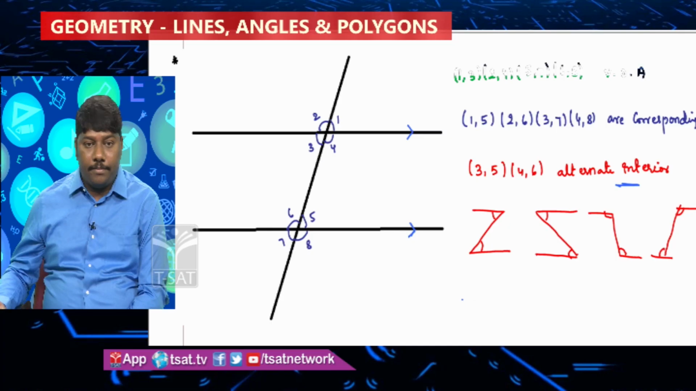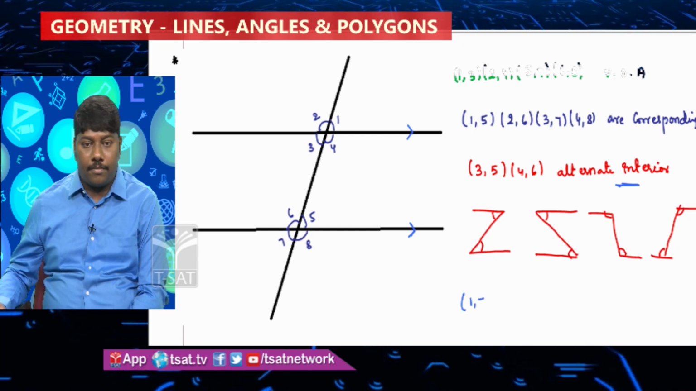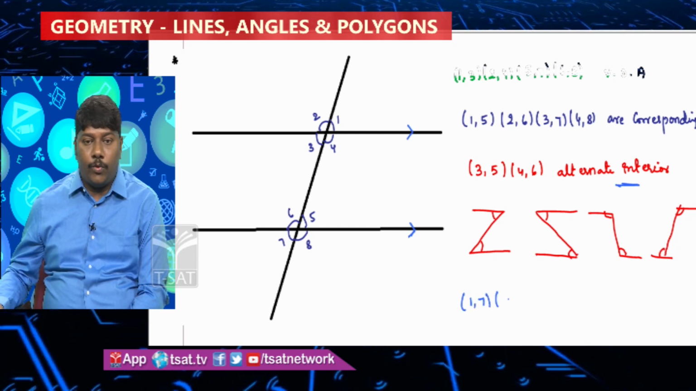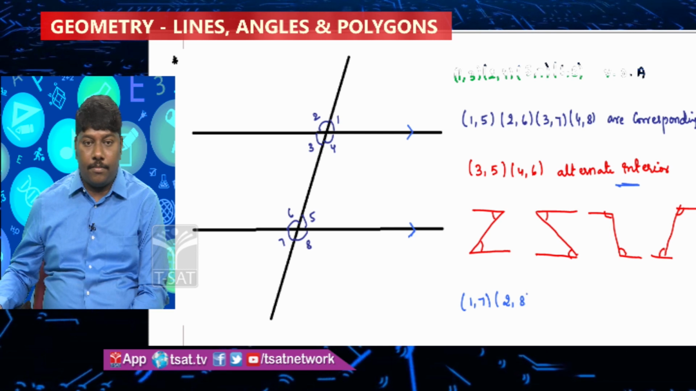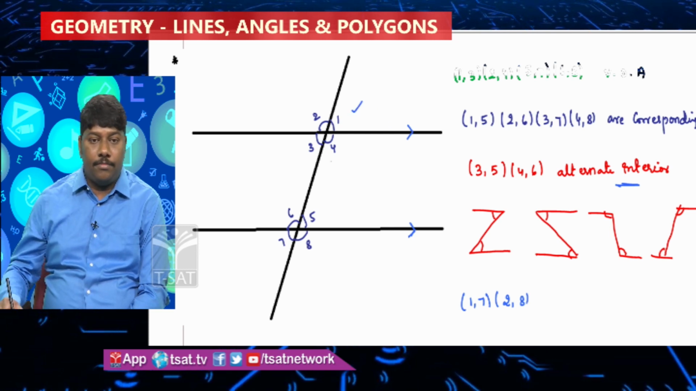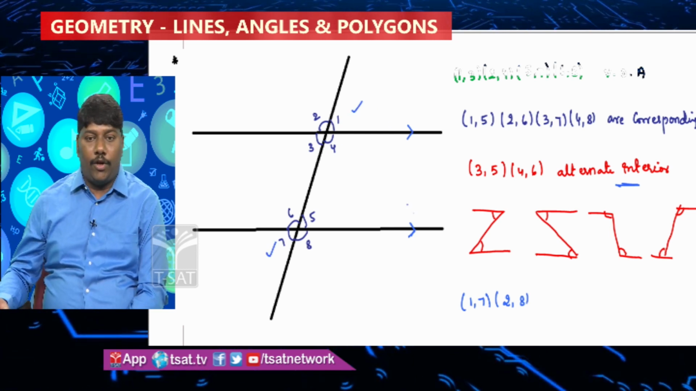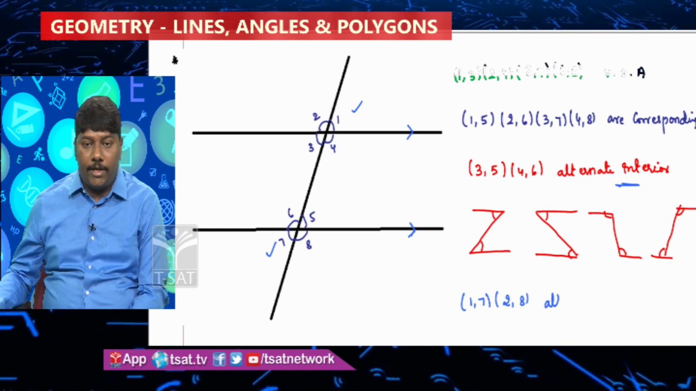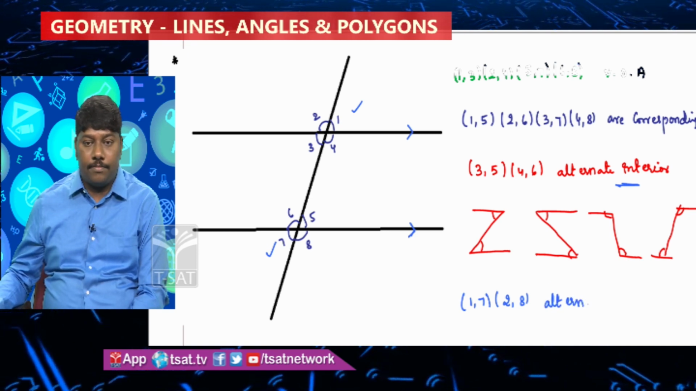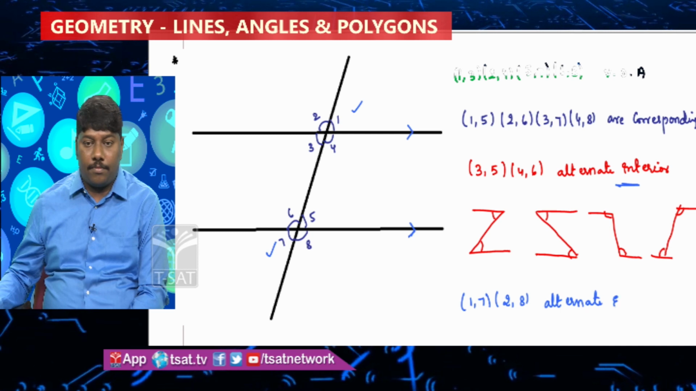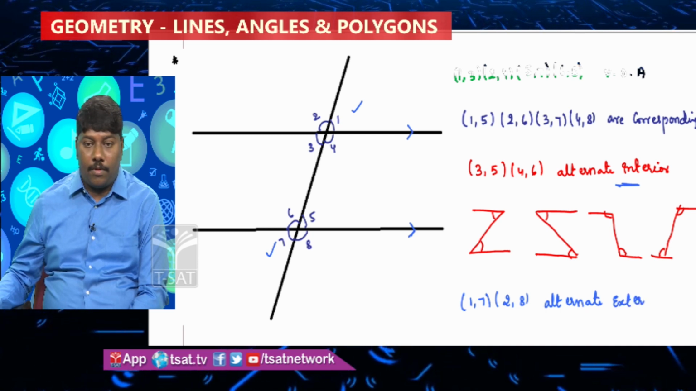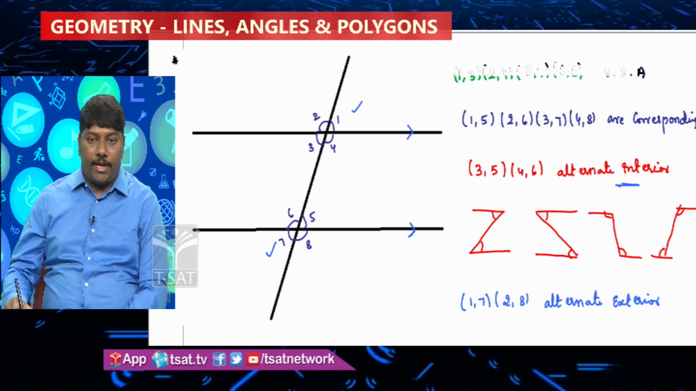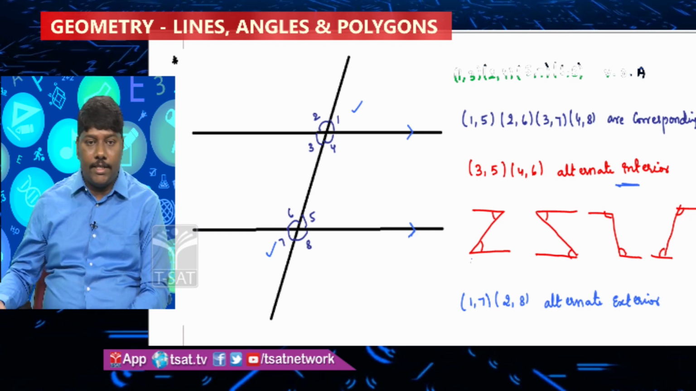Look at 1 and 7. Look at 2 and 8. These are exterior and these are alternate also. Therefore, we call them alternate exterior angles. So alternate exterior angles are also equal. So all these angles are equal.